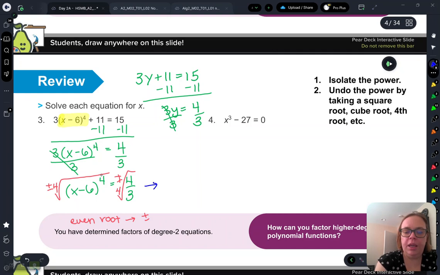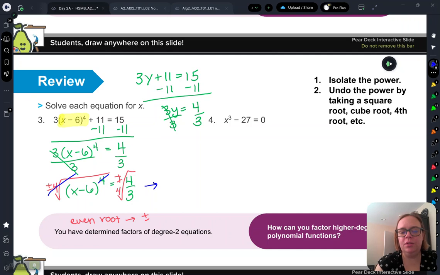Okay, that gives me, now this is gone. Don't worry about the plus or minus on the left side. It's mostly about the right side. And we have x minus 6 is equal to plus or minus the 4th root of 4/3. Be careful about how you write that 4. If you write the 4 too big, it will look like a 4 times the square root of 4/3, which is not what we mean.